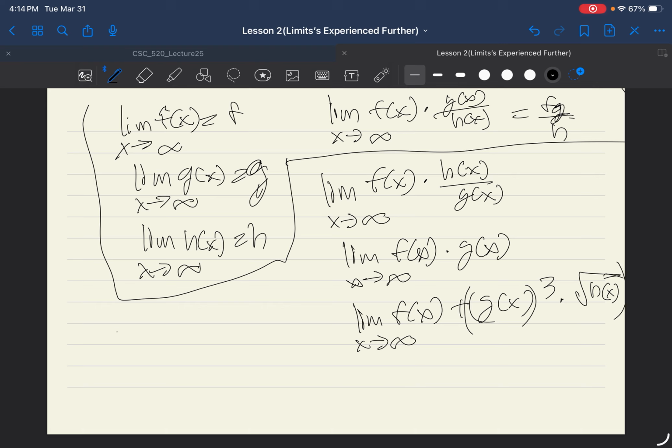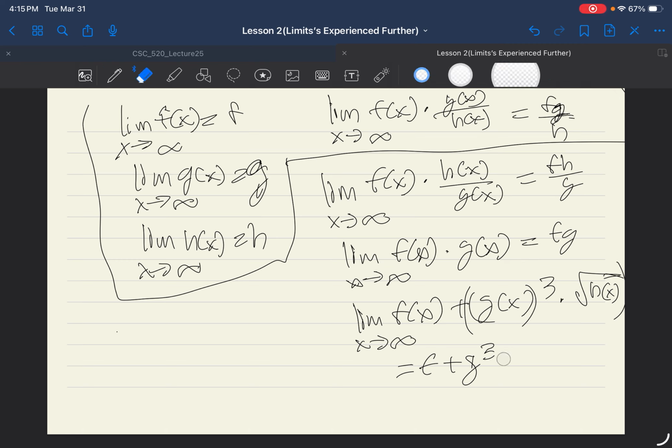So I want you to do these 3 practice problems. I'll give you the answers in a moment. I want you to pause. I'll give you the answers in 5, 4, 3, 2, 1. This is obviously going to be f times h divided by g. This will be fg, and this will be f plus g cubed times the square root of h. It's g cubed times the square root of h.